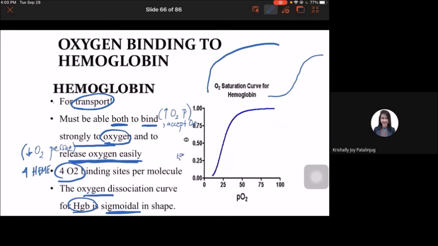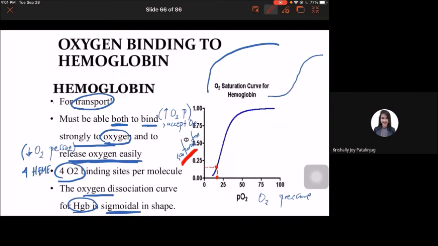So halimbawa ulit, this is the saturation, yung nasa y-axis. Sa x-axis naman, the oxygen pressure ulit. So kung titingnan nyo yung graph, at a very low pressure, low yung number of oxygen sa environment. Kumusta yung saturation ng hemoglobin? Mababa din, no? Mababa.